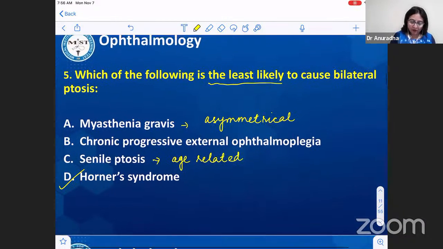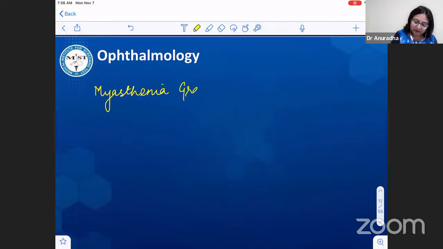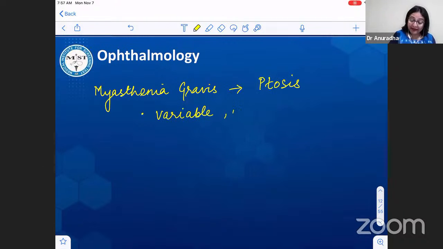Now, besides the question which we did, I want you to revise quickly with me two points about the ptosis in myasthenia gravis. The peculiar thing is that it is variable. It can be intermittent, sometimes there is ptosis, because it increases with fatigue.